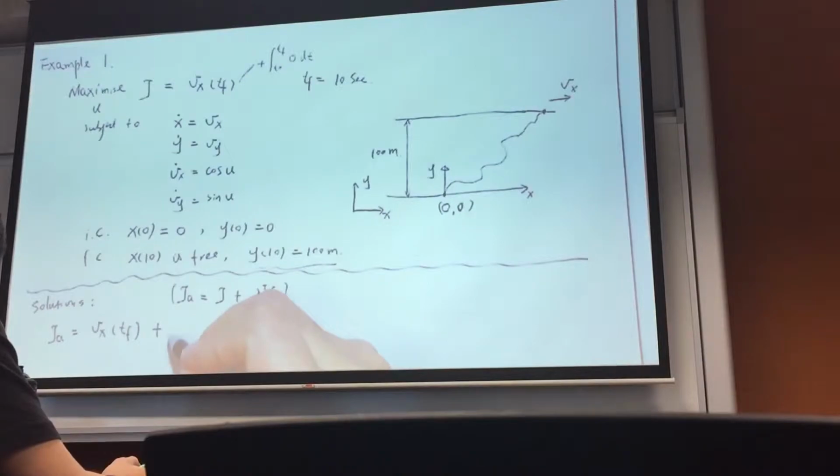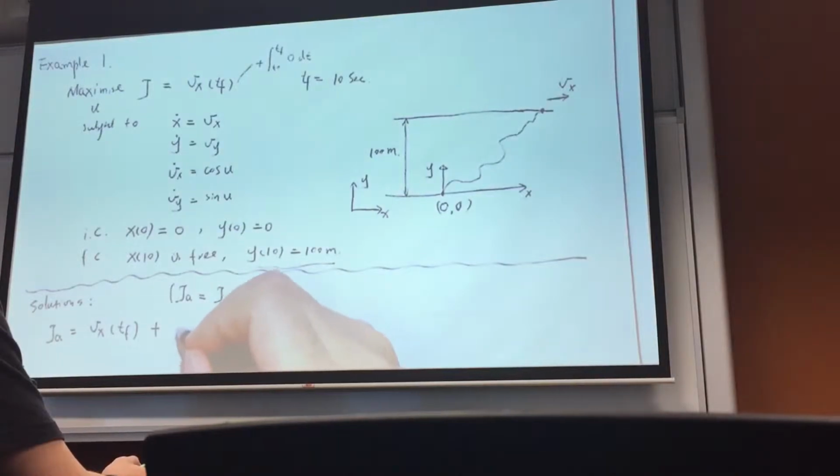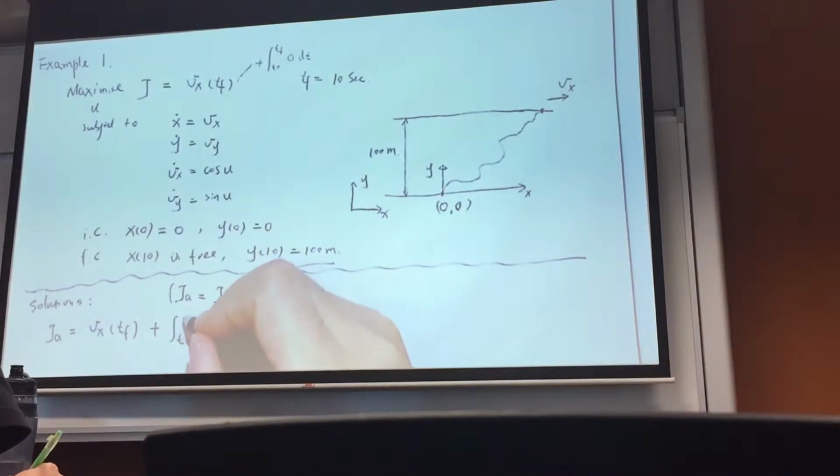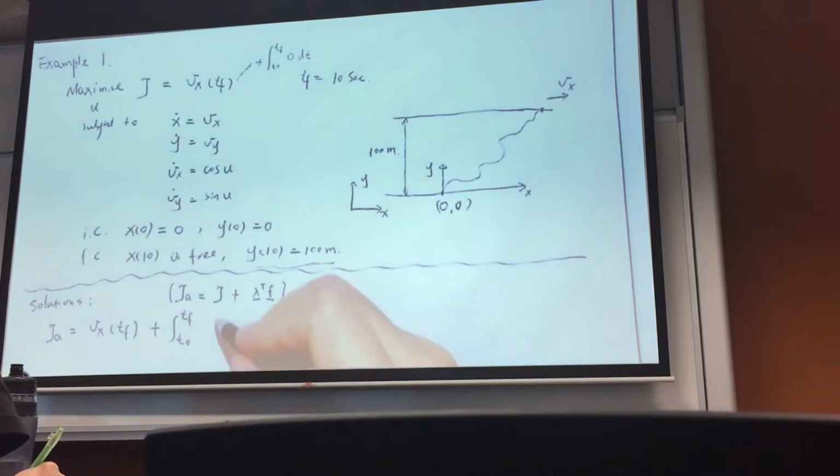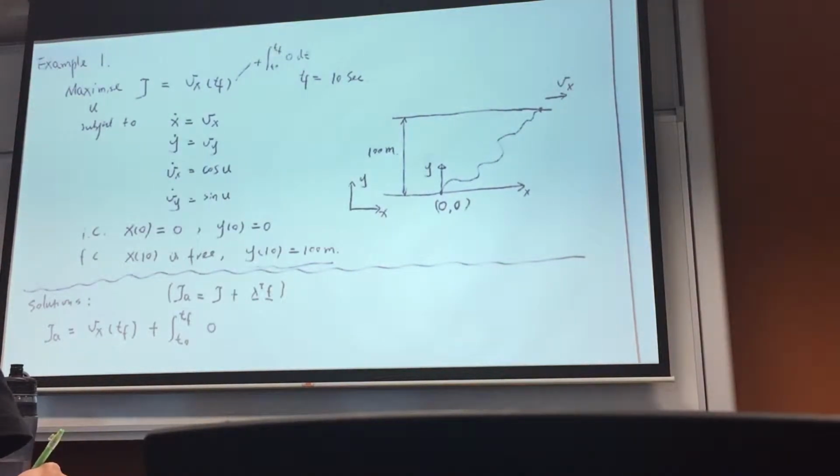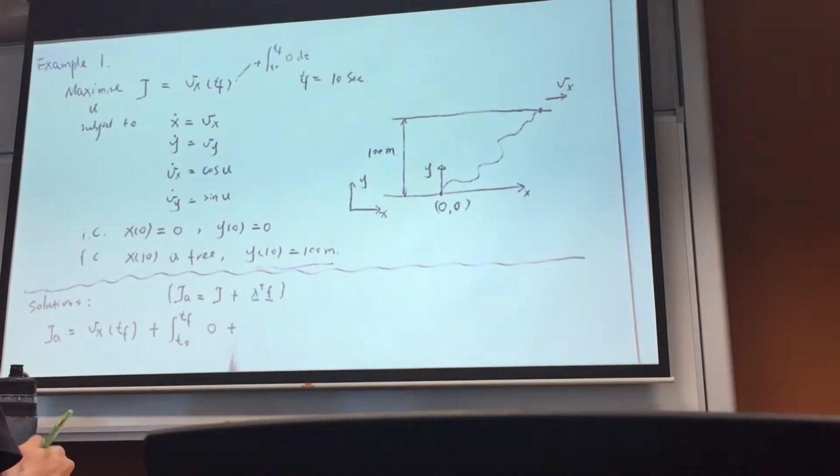So now we can augment the equation within the integral. Integration from T0 to Tf of 0 plus. And remember that our idea to augment the cost function is to maintain the value of the cost function at the optimal value, because this part is equal to 0.